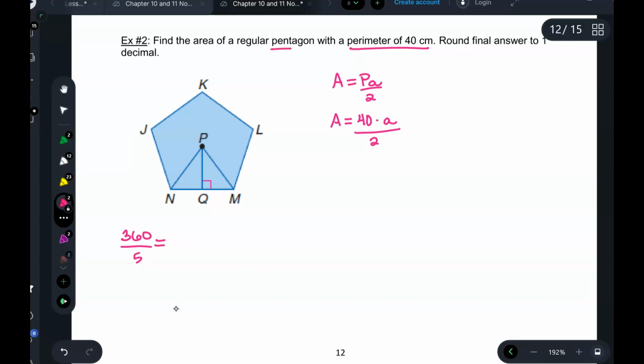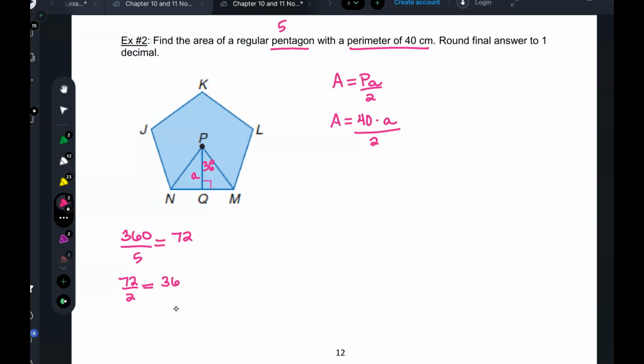5 sides. That gives us 72. So the whole central angle is 72. What's 72 divided by 2? 36. So this angle here is 36.